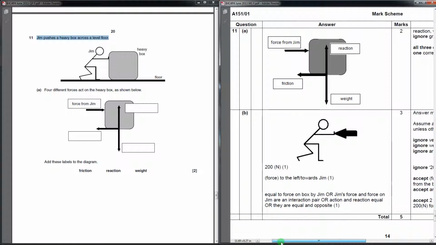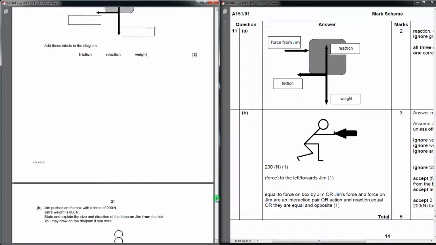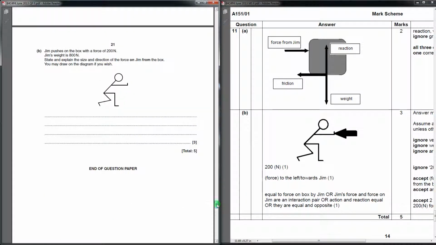And then the last part of the question goes more deeply into what's going on here. Jim pushes on the box with a force of 200 newtons. Jim's weight is 800 newtons. State and explain the size and direction of the force on Jim from the box. You may draw it on the diagram if you wish. So, state and explain the size and direction. Well, the state part of that is the easiest part, and that's actually 2 of the 3 marks. The explanation is the last mark.